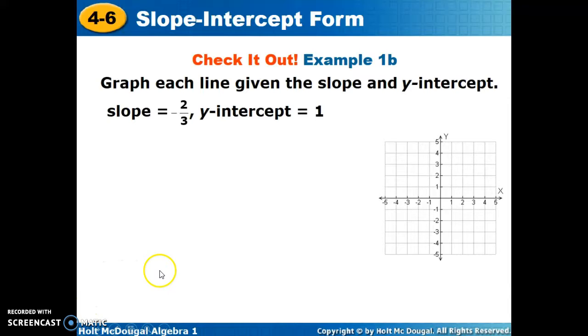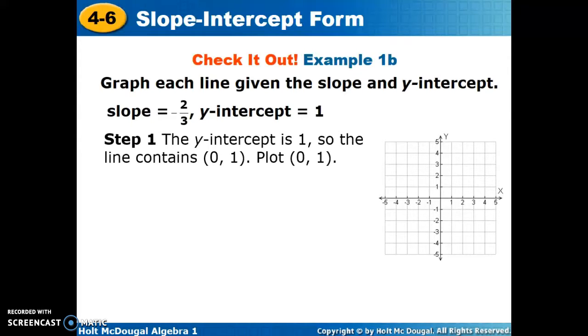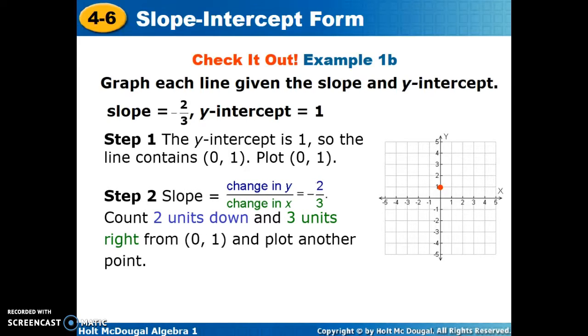So it says to graph the line given the slope and the y-intercept. Slope is negative 2/3, and the y-intercept is now 1. We think in our minds y-intercept means the point 0, 1. The change in y is 2. Change in x is 3.